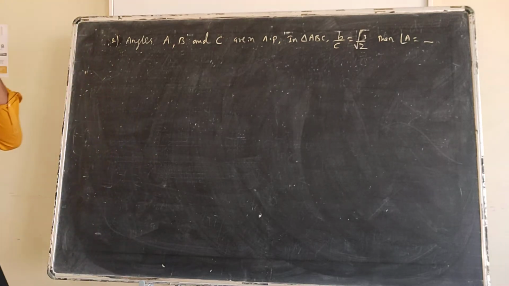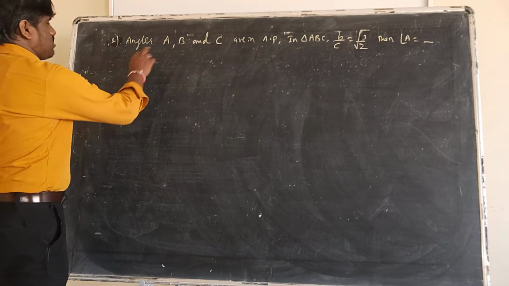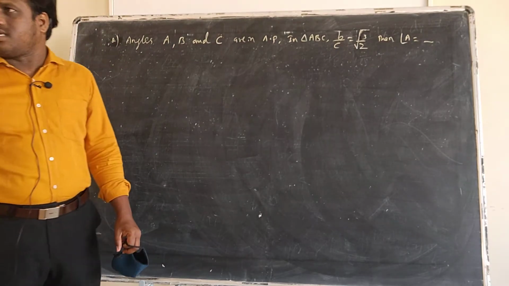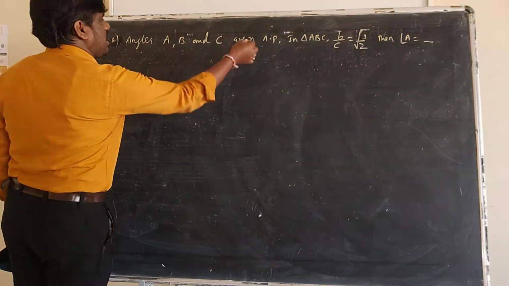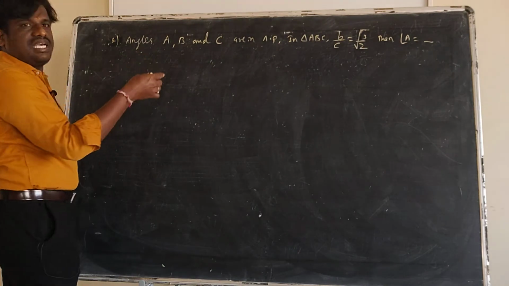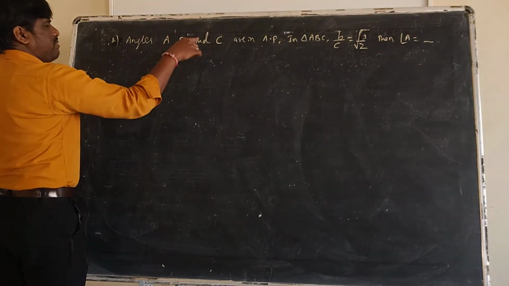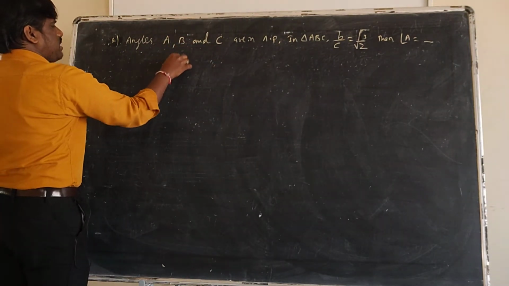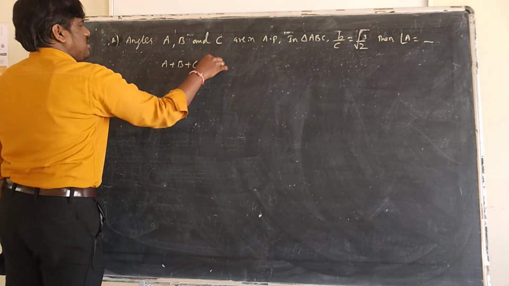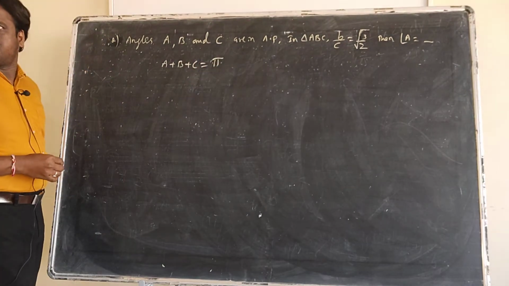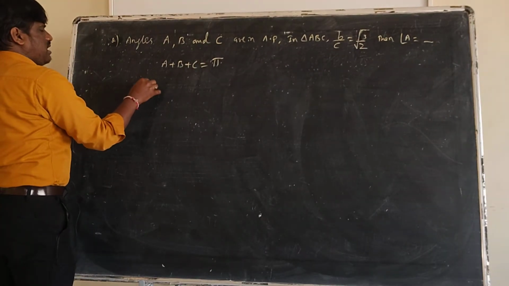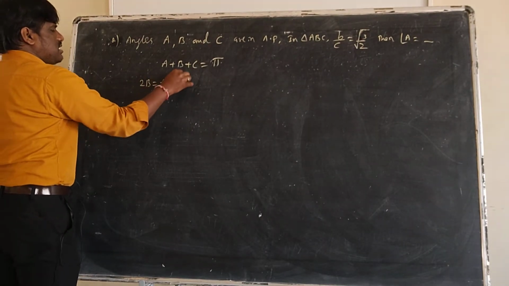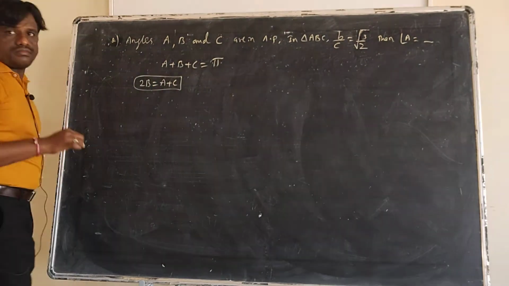Hello everyone. Yesterday I was explaining this question, but it was disconnected in between, so I am re-explaining it. Angles A, B, C are in AP. The sum of the angles in a triangle is 180 degrees. And you know that if A, B, C are in AP, 2 times B is equal to A plus C. This is the condition for AP.